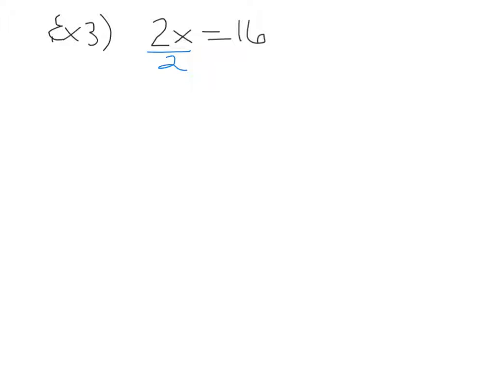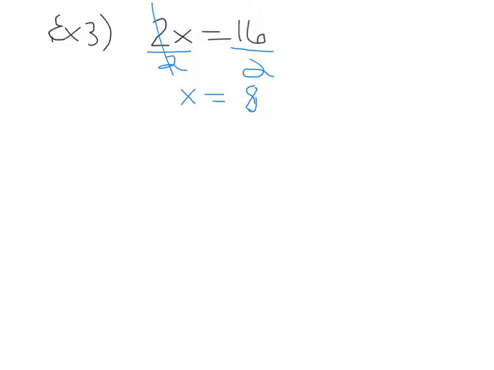And watch what that does. So when I divide both sides by 2, my 2's cancel out, and I get x is equal to 16 divided by 2 is 8.